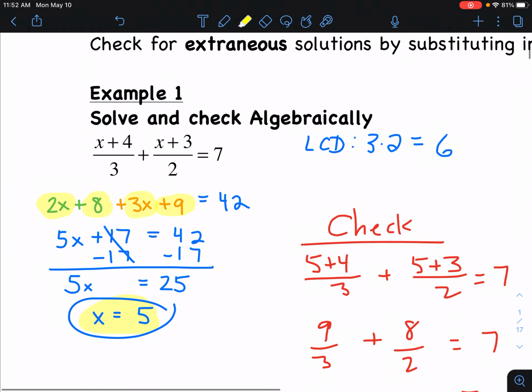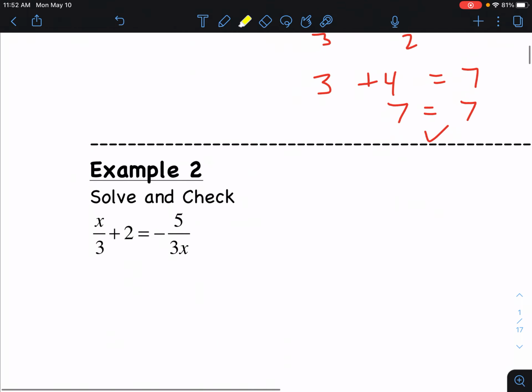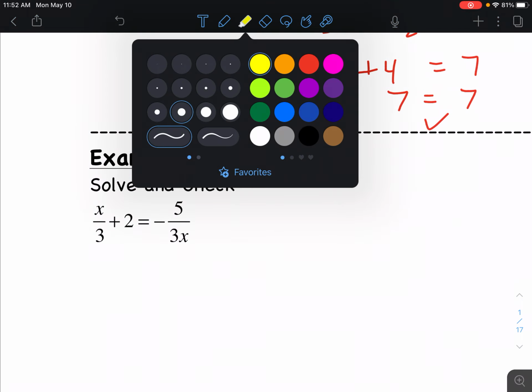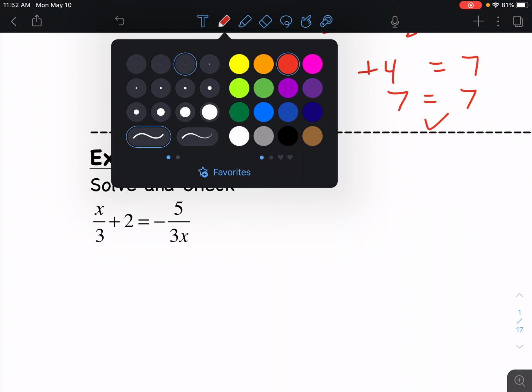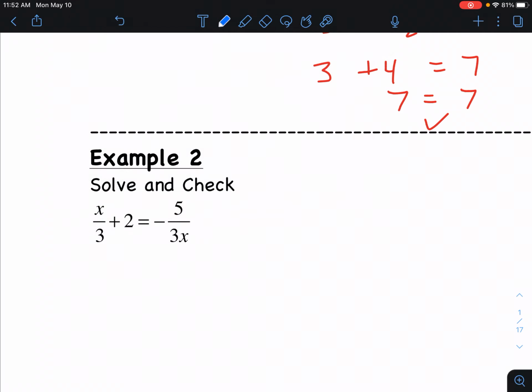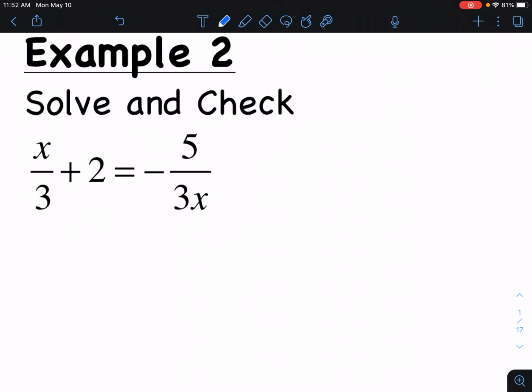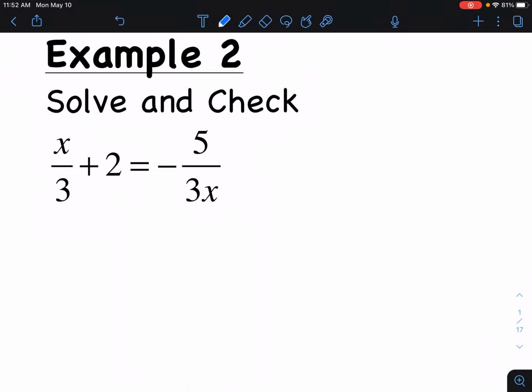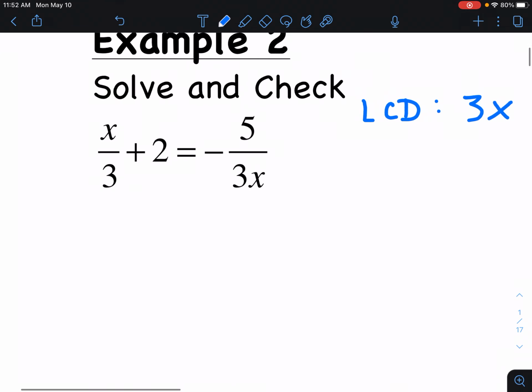Okay, let's try another one. Now, this one gets a little trickier. This one introduces an x in the denominator. So if you look at your denominators, you have 3 and 3x. So 3 and 3 will obviously be 3 for an LCD. And since there's an x on the right one, you must include it in your LCD as well. So what we're going to do is multiply everything by 3x.